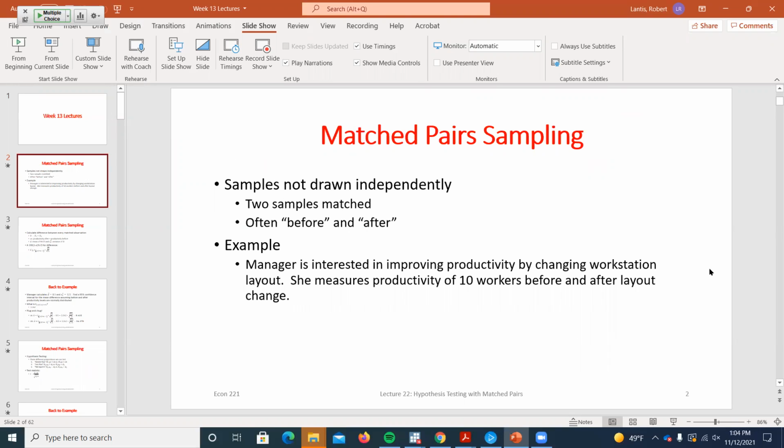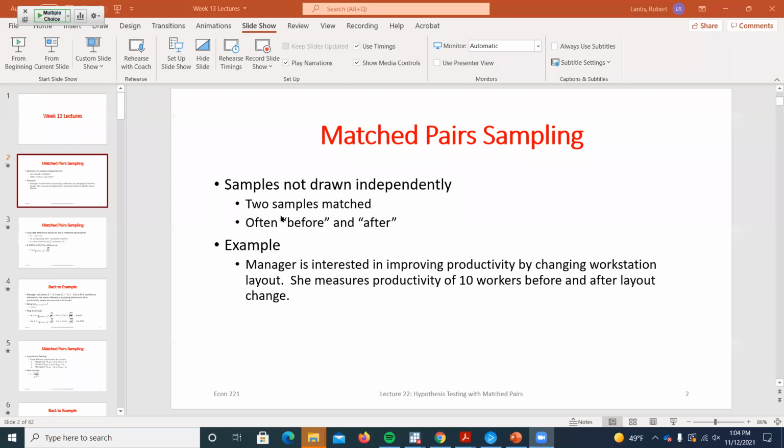So an example might be something like, let me make sure I hit record here. Okay, I did. Might be something like I rearranged the workstations and I measure productivity of my 10 workers before and after. But it's the same 10 workers, right? Or maybe I'm looking at you guys and I say, what was the difference between your performance on exam 1 and exam 2, right? So I'd have two samples, but it's the same set of people, okay?